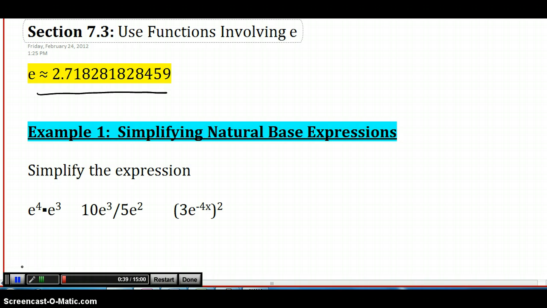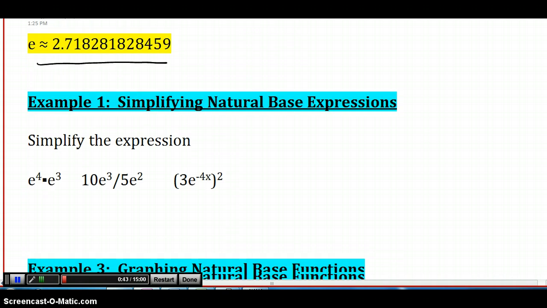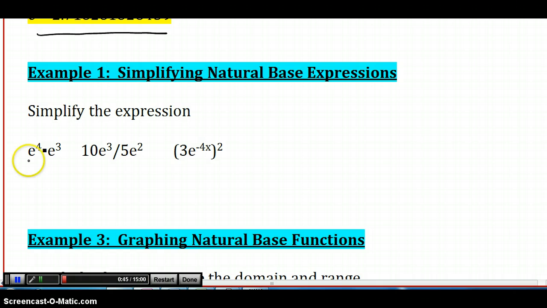The first thing I want to talk about is simplifying expressions with this natural base called e. If you had e to the fourth times e to the third, the same rules apply that you've been doing the entire last chapter. When you multiply something with the same base, you add exponents. So e to the fourth times e to the third would be e to the seventh.